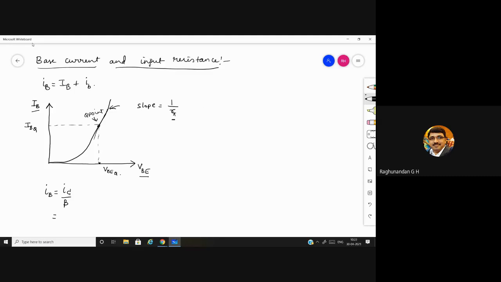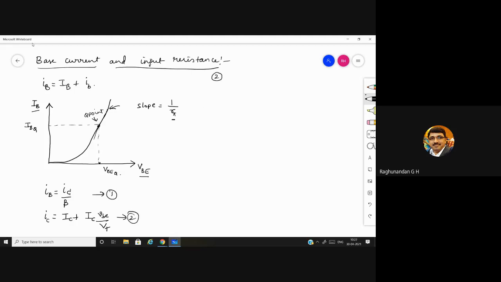So what is that equation for IC? Capital IC is equal to IC plus IC into VBE by VT. This is the equation we have obtained. So this is equation number 1. This is equation number 2.